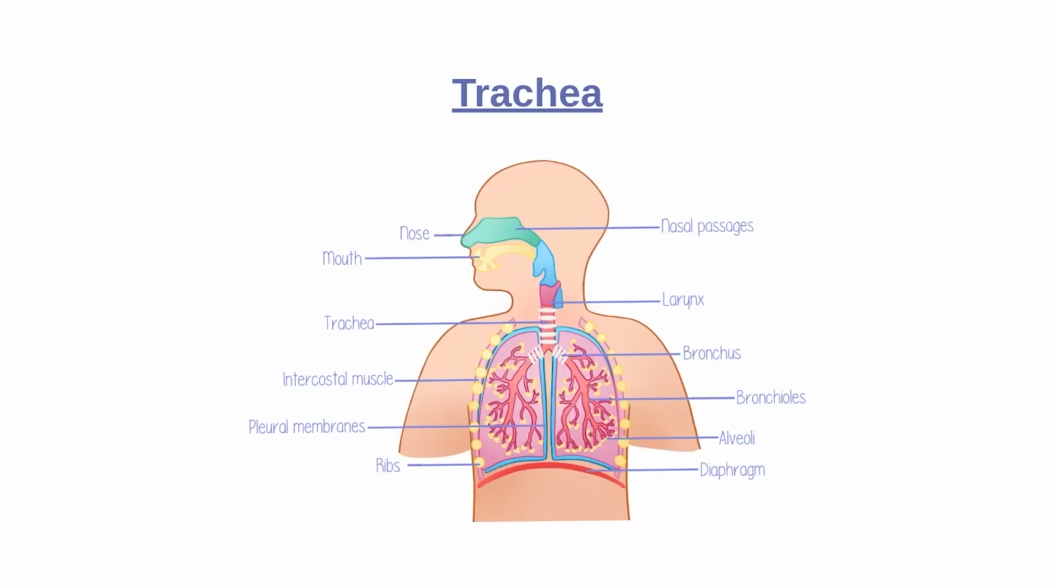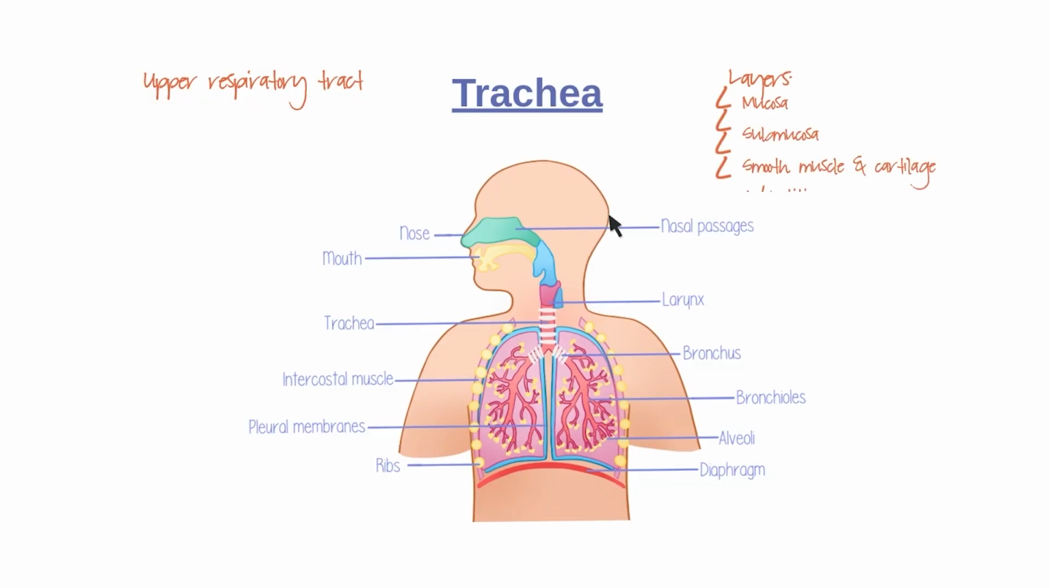In the previous lesson, we talked about the upper respiratory tract, which included the nasopharynx and larynx. We discussed how the respiratory tract, microscopically, has four layers: the mucosa, submucosa, smooth muscle and cartilage layer, and adventitia. We then looked at the microscopic structure of the upper respiratory tract in detail. In this lesson, we're talking about the trachea, which is now a part of the lower respiratory tract.